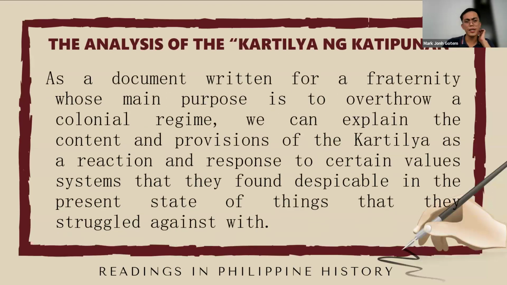So, here is a document written for a fraternity whose main purpose is to overthrow a colonial regime. We can explain the content and provisions of the Cartilia as a reaction and response to certain value systems that they found despicable in the present state of things that they struggled against. So the Cartilia, crafted for a fraternity aiming to overthrow a colonial regime, outlines its principles in response to objectionable values within the existing system they resist.